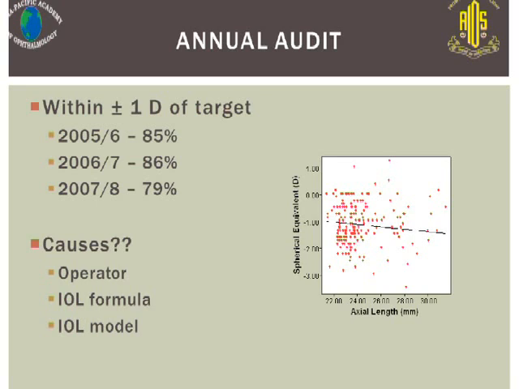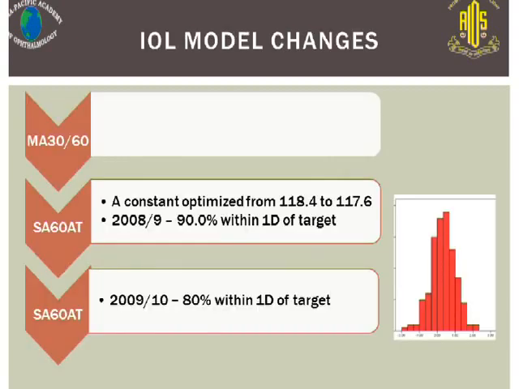Back in 2007, we experienced a drop in the target refraction results to below the benchmark, with only 79%, and there was roughly half a diopter of myopic shift. We looked at all the causes and found that it was not operator dependent. We did all the recalculations and found it not to be related to the use of various IOL formulae. The culprit was found to be that surgeons were moving from the MA30 and MA60 intraocular lenses to another Alcon lens, the SA60 lenses. And the A constant had to be optimized.